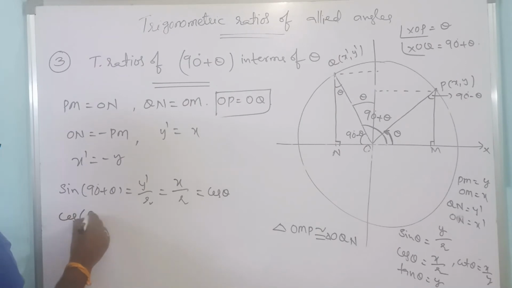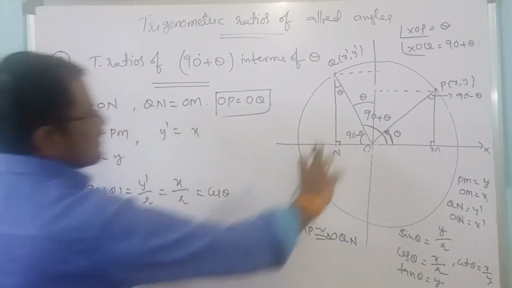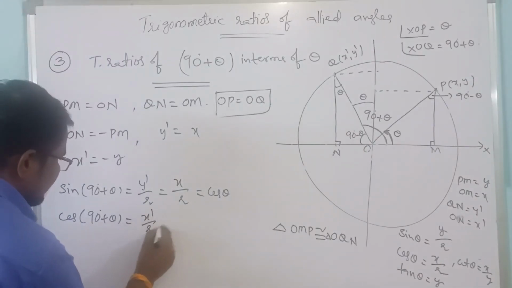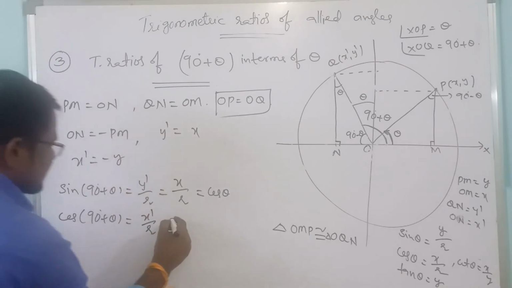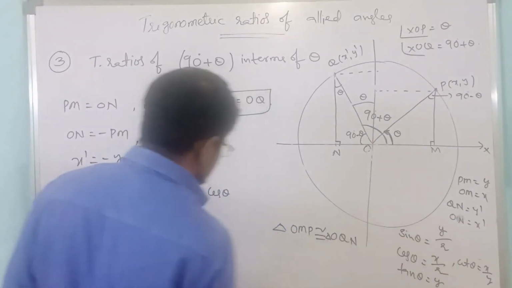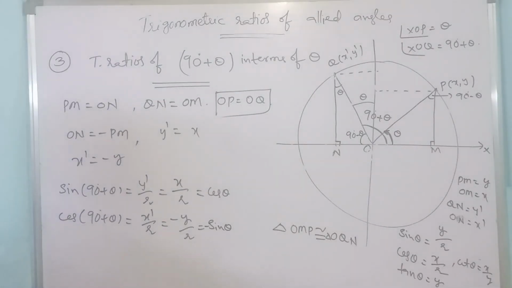Next, cos of 90 plus theta equal to, so adjacent side X dash by R. X dash is nothing but minus Y by R. But Y by R is sin theta. So here minus is there. So that's why minus sin theta we take.